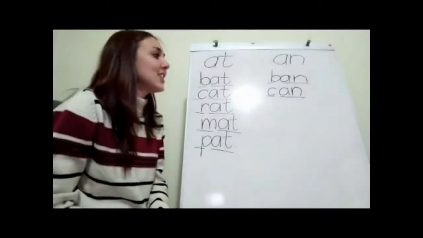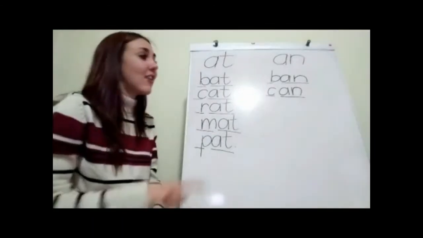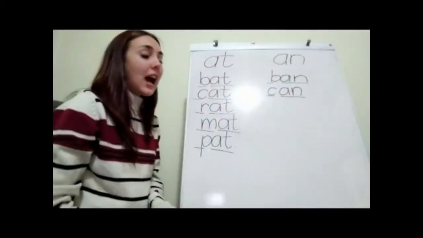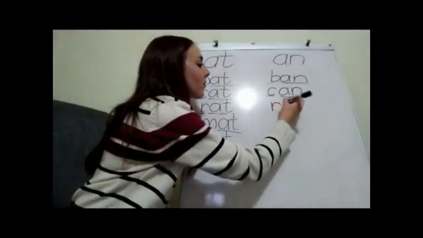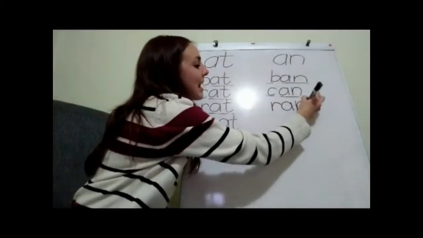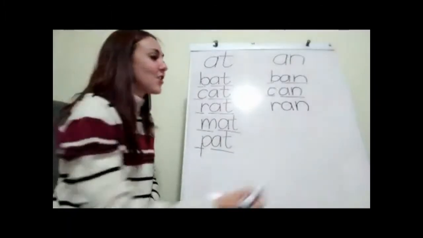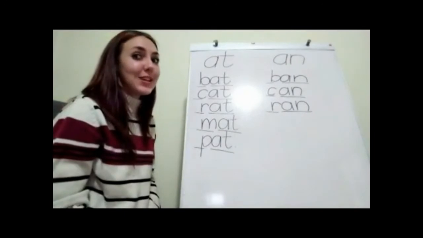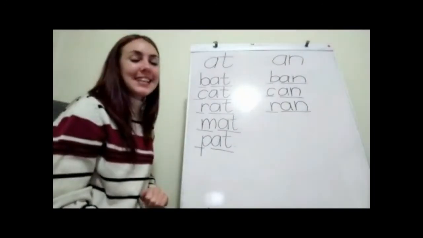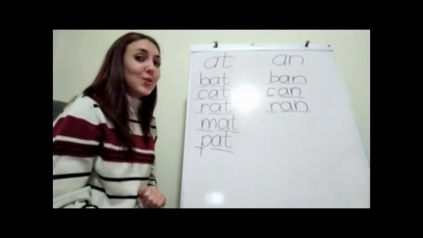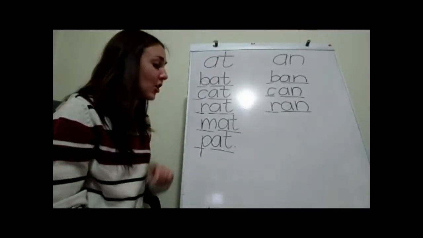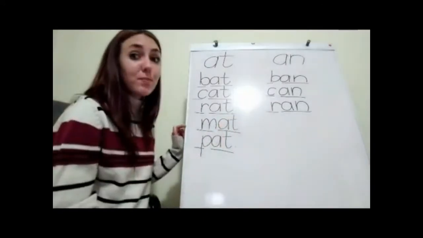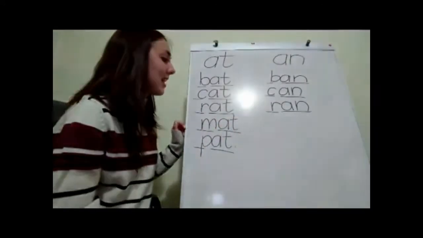Let's do the next one. Rat. If I take away the t and I replace it with an n because I want an an family word, I will get the word ran. Can you see that? R-an, ran. Let's do another one. Mat. If I have to change that to an an family word, what am I going to do? I'm going to take away the t and replace it with an n sound. Let's do it.